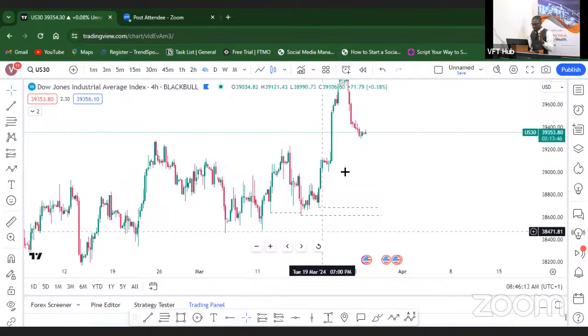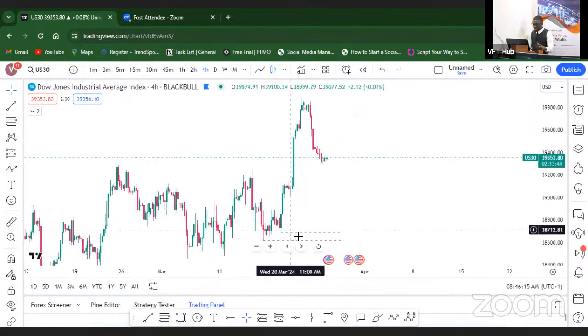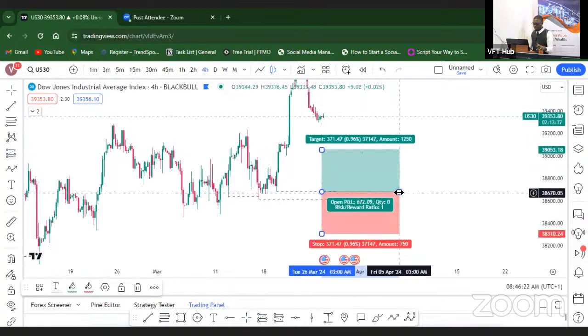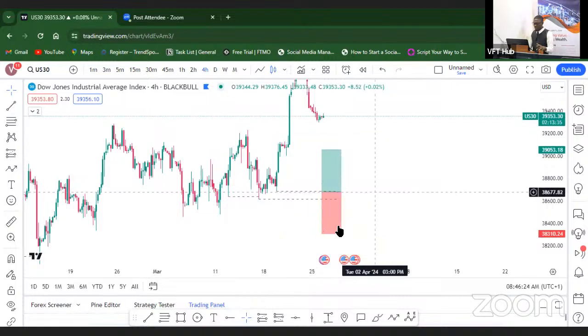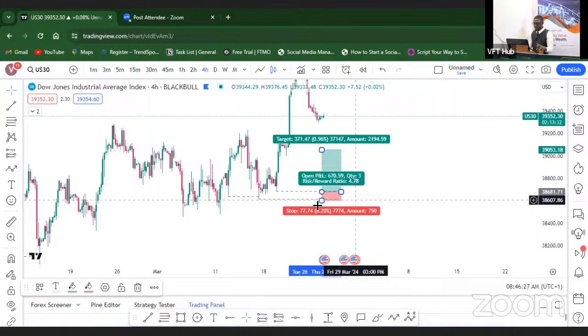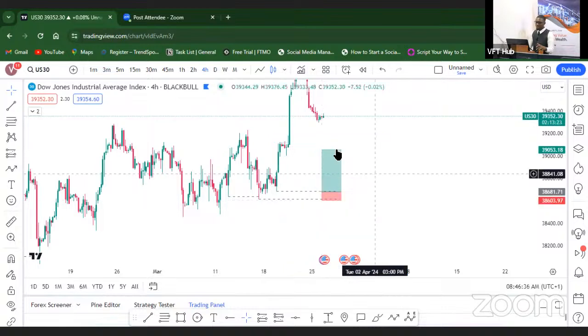So what am I looking at? I'm waiting for price to come to this discount level. If price comes to this discount level, then from there we can take a buy to the upside. You can start considering a buy to the upside. I'm looking at that for now, with about 75 pips thereabout, 25 pips SL, which is reasonably considerable when it comes to US30.